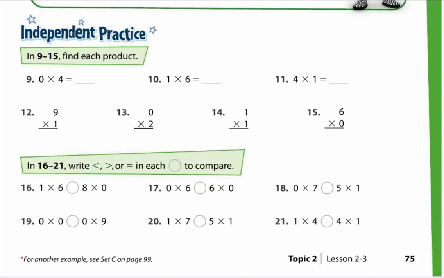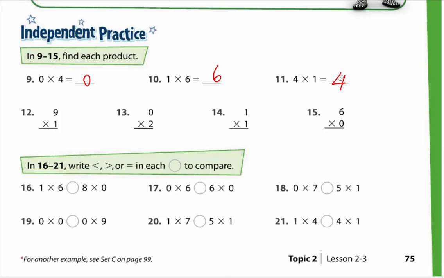Ahmed? 4. Okay, and guys, your friends told me that 0 times 4 is 0 and 1 times 6 is 6. Ahmed, 4 times 1? 4. Great, thank you. Mute your mic again.